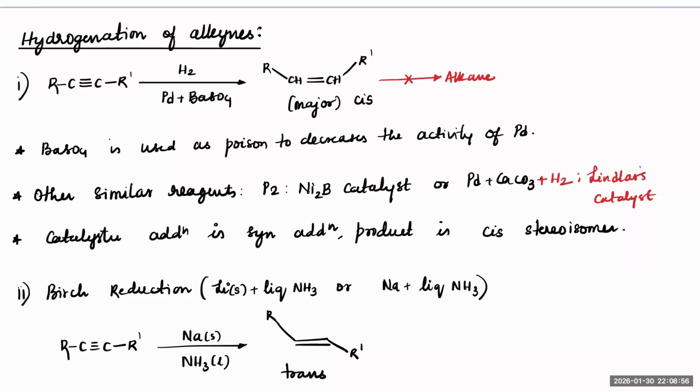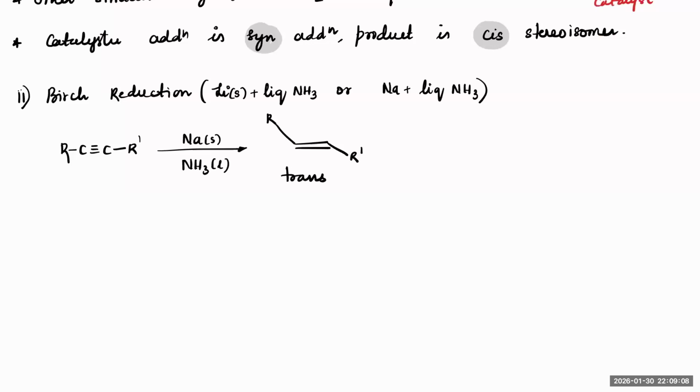Therefore, the product formation is always the cis type, because the addition is a syn type. The product is always the cis product. Now, you can make an addition which leads to a different transformation. This is a case where the product formation is trans, and this reaction is called Birch reduction.